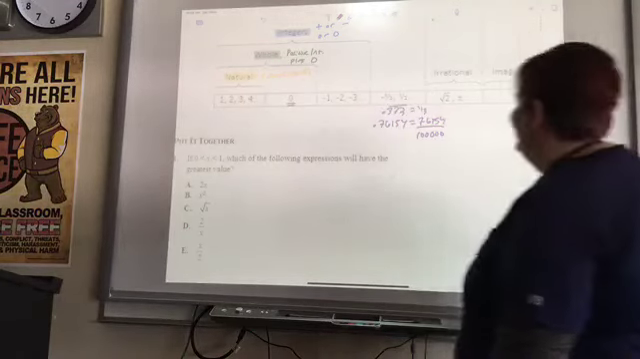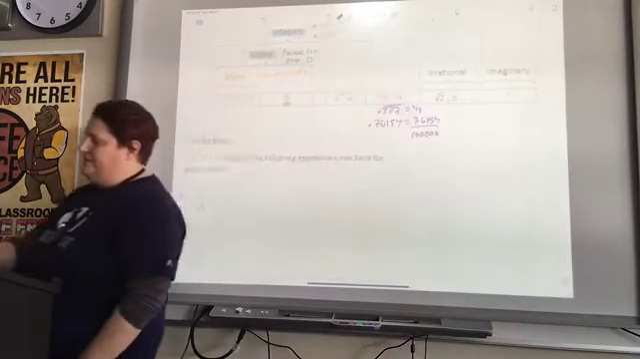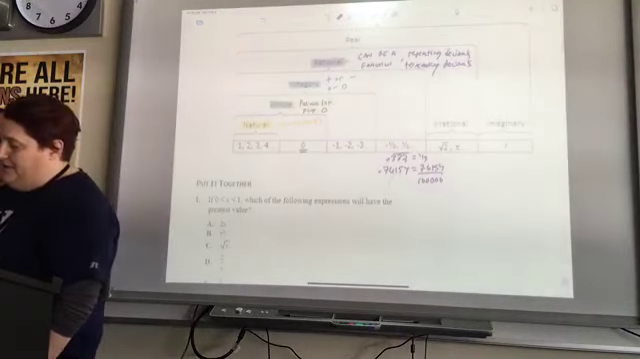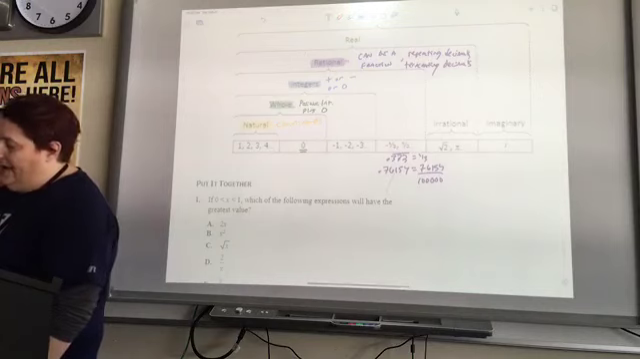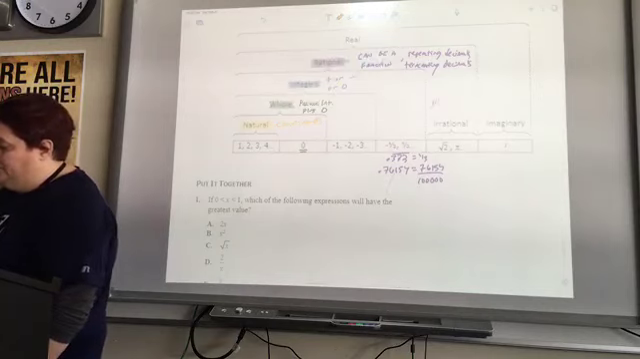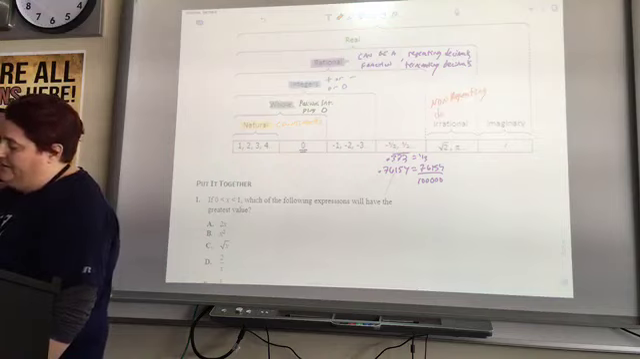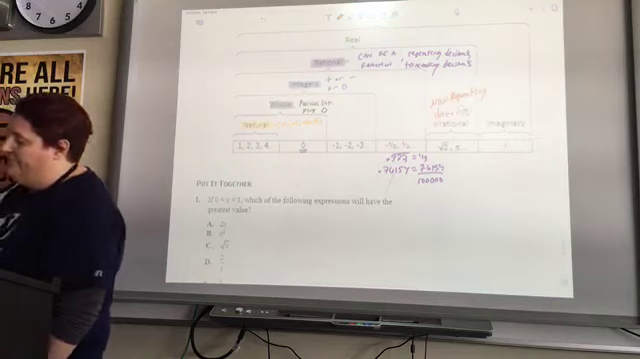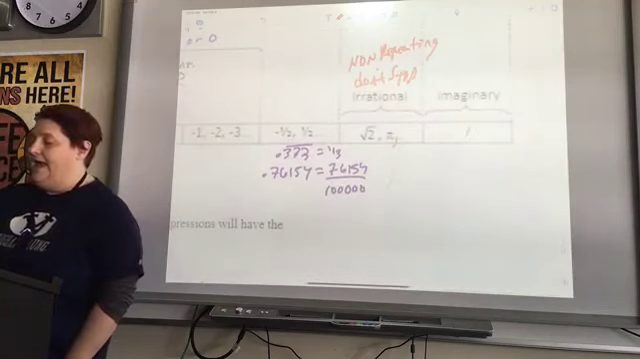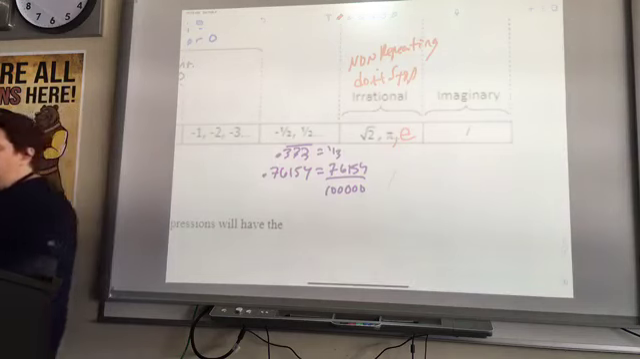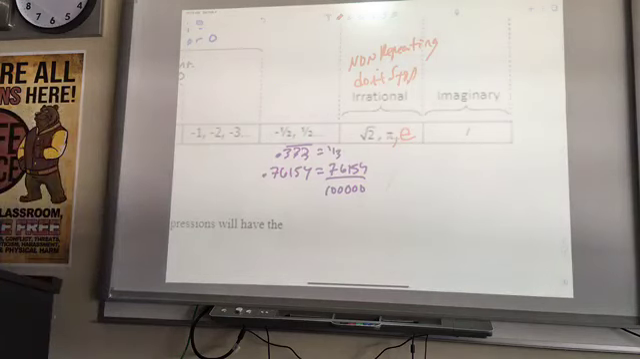Then we move out to irrational numbers, and the only difference is irrational numbers are non-repeating, okay? And non-terminating. So non-repeating, and I'll just use the word, they don't stop. They go on forever and ever and ever. The most common irrational numbers we know are pi and e. Pi and e are irrational.